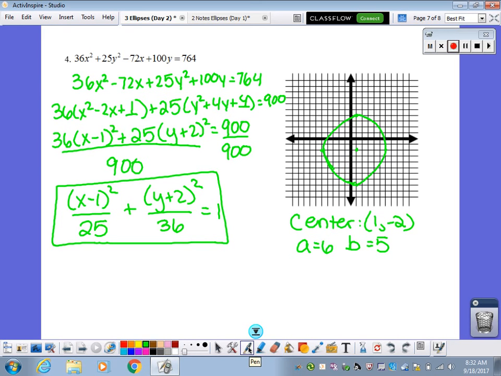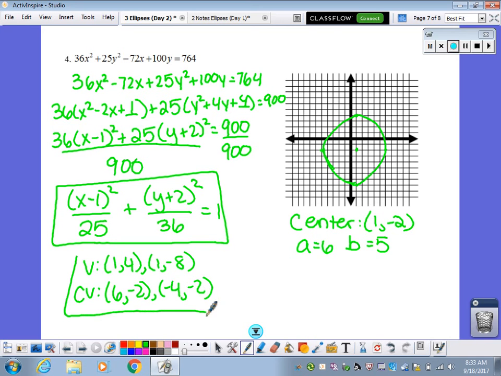Okay, so now let's plot our vertices and our co-vertices. Our vertex points are 1, 4, and 1, negative 8. Our co-vertex points are 6, negative 2, and negative 4, negative 2. And now we can find our foci.